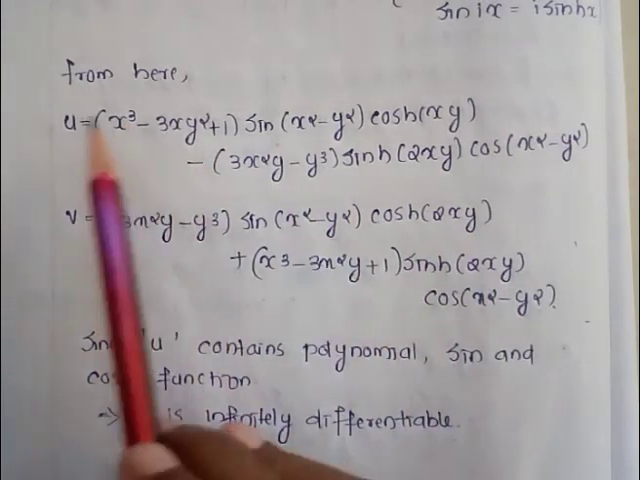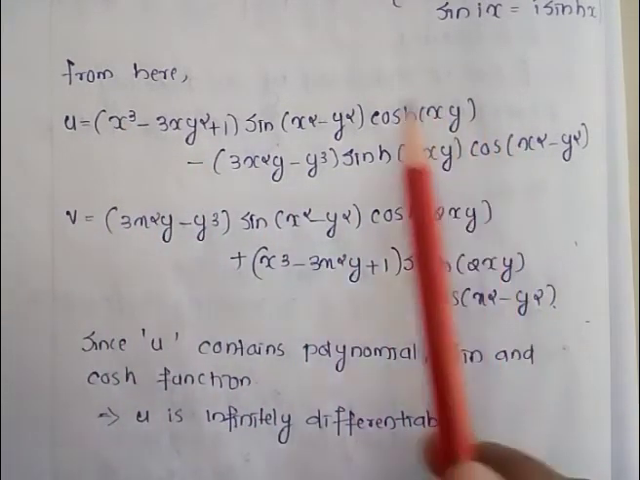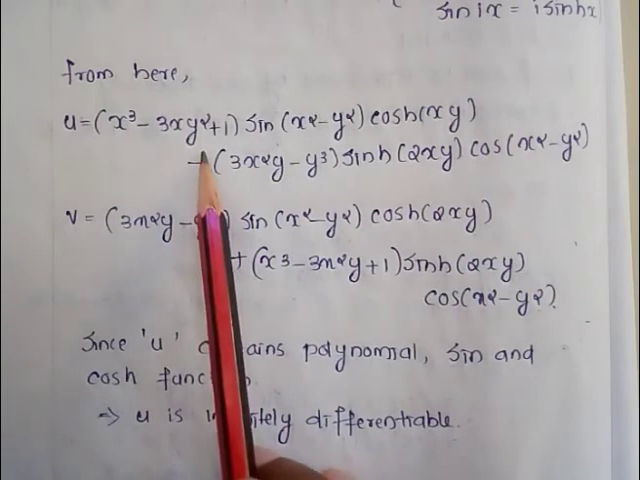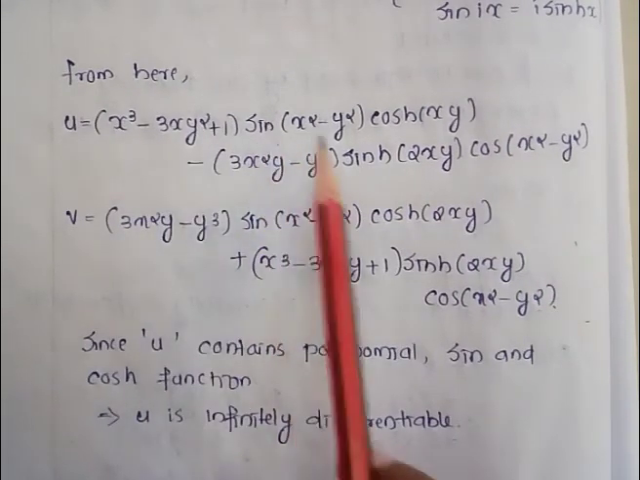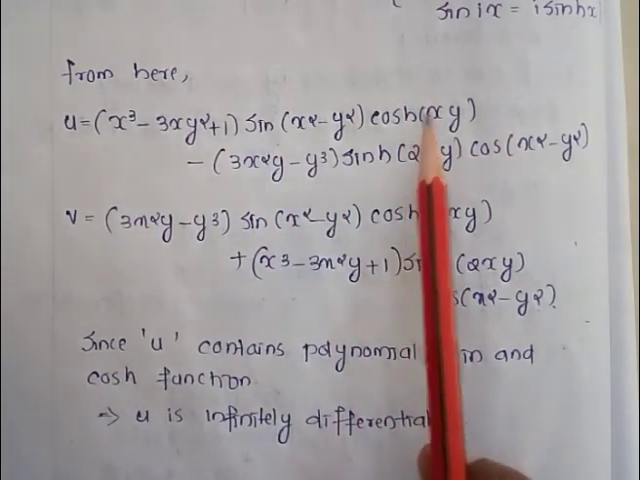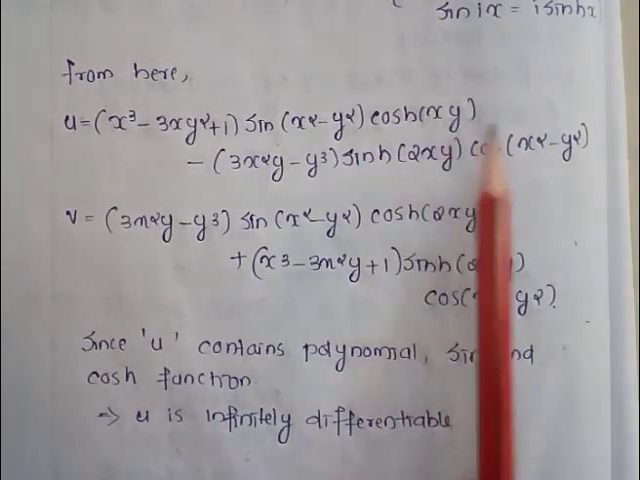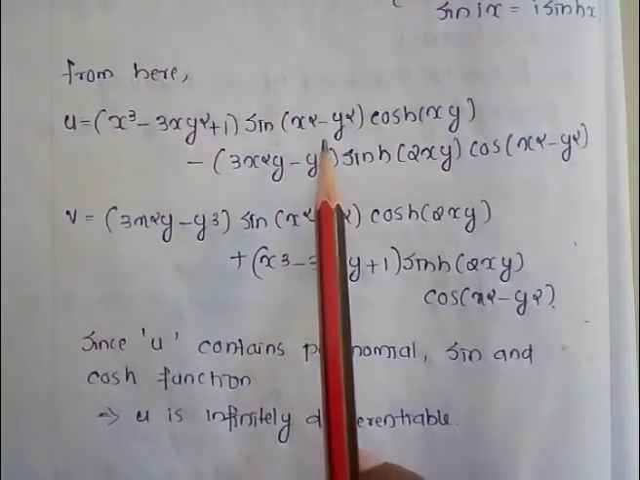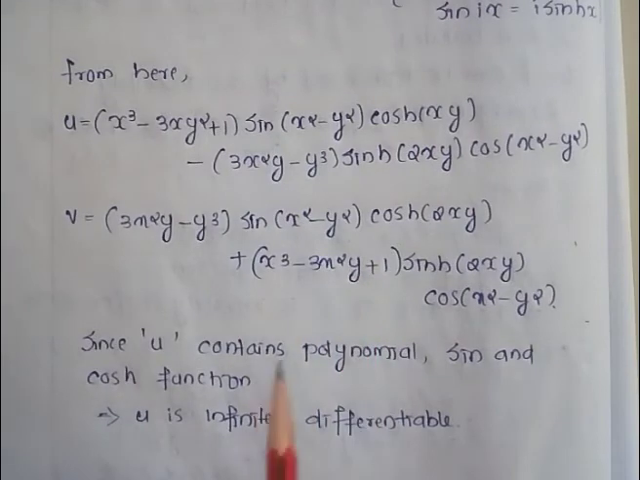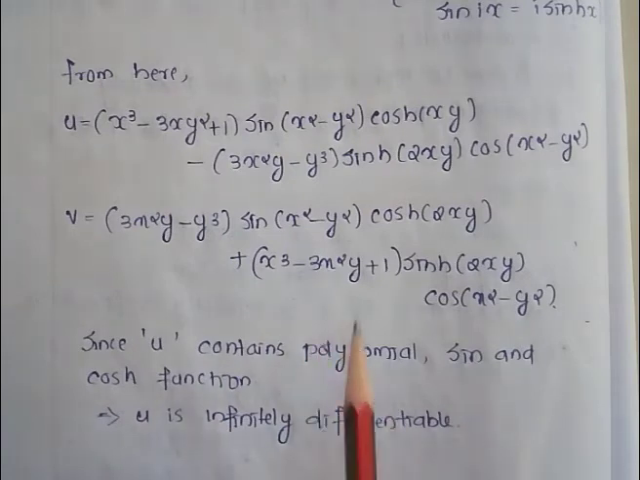So here, considering our u, it's a real part, which contains a polynomial function, a sine function and cosh functions, that is hyperbolic functions. We know that these functions are entire functions. So u contains polynomial, sine and cosh functions. Therefore we know that these functions are infinitely differentiable. Therefore we can conclude that u is infinitely differentiable.